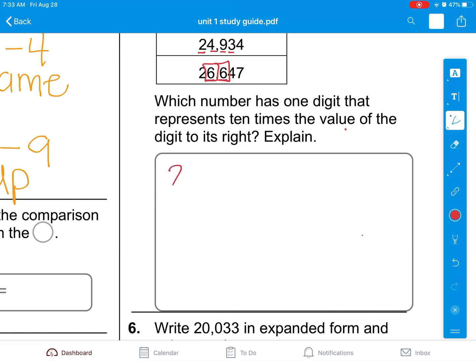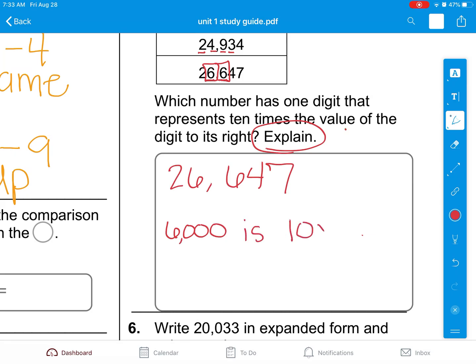So your answer was 26,647, and you should have explained that by saying 6,000 is 10 times greater than 600.